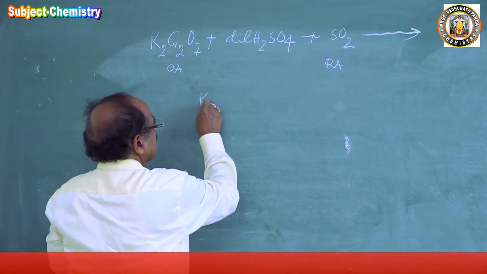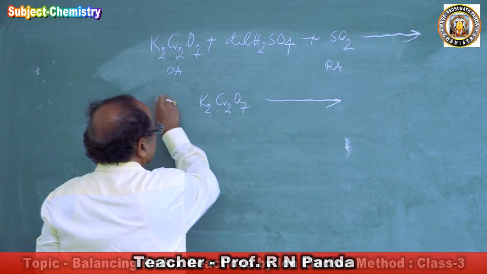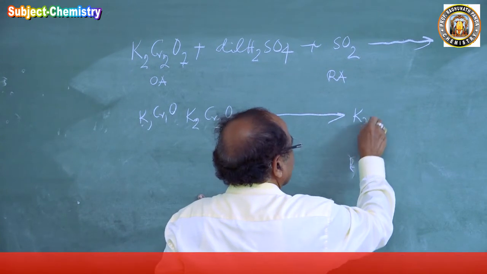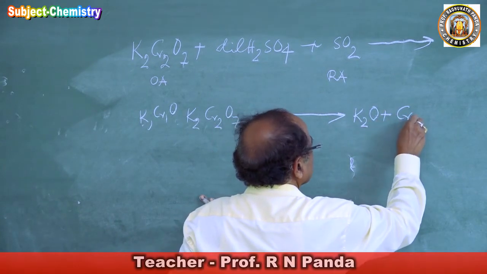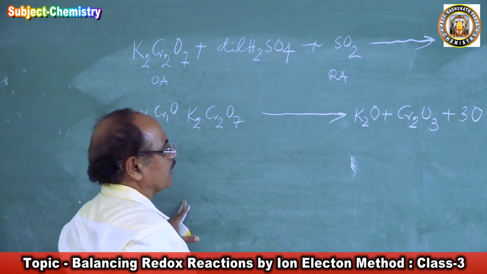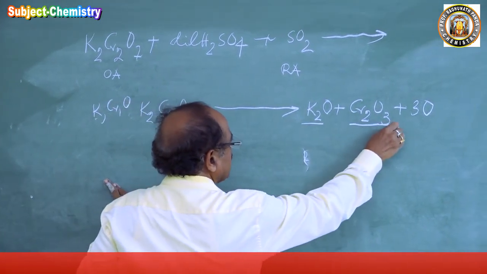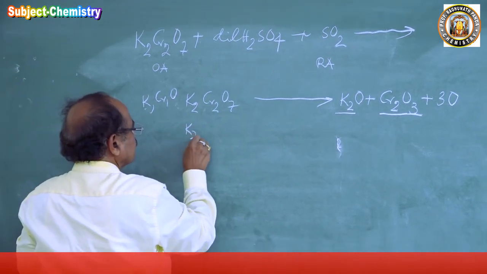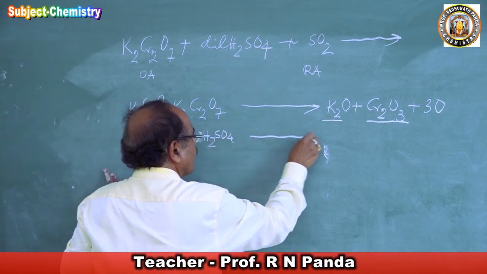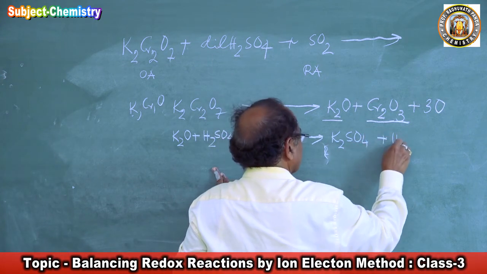So potassium dichromate K2Cr2O7, as I have told you earlier, has three elements: potassium, chromium, oxygen. Potassium and oxygen will form potassium oxide, chromium and oxygen will form Cr2O3, and the rest of the O's will come, giving the balanced atomic equation of potassium dichromate. Now potassium oxide is basic, Cr2O3 is basic, so potassium oxide will react with sulfuric acid to form K2SO4 plus water.